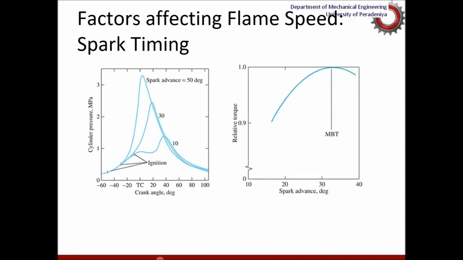So if you look at how the torque varies with the spark advance, we use the term spark advance. That means how early we start burning the gases. How early we start burning the gases is more or less the spark time. So now spark advance.